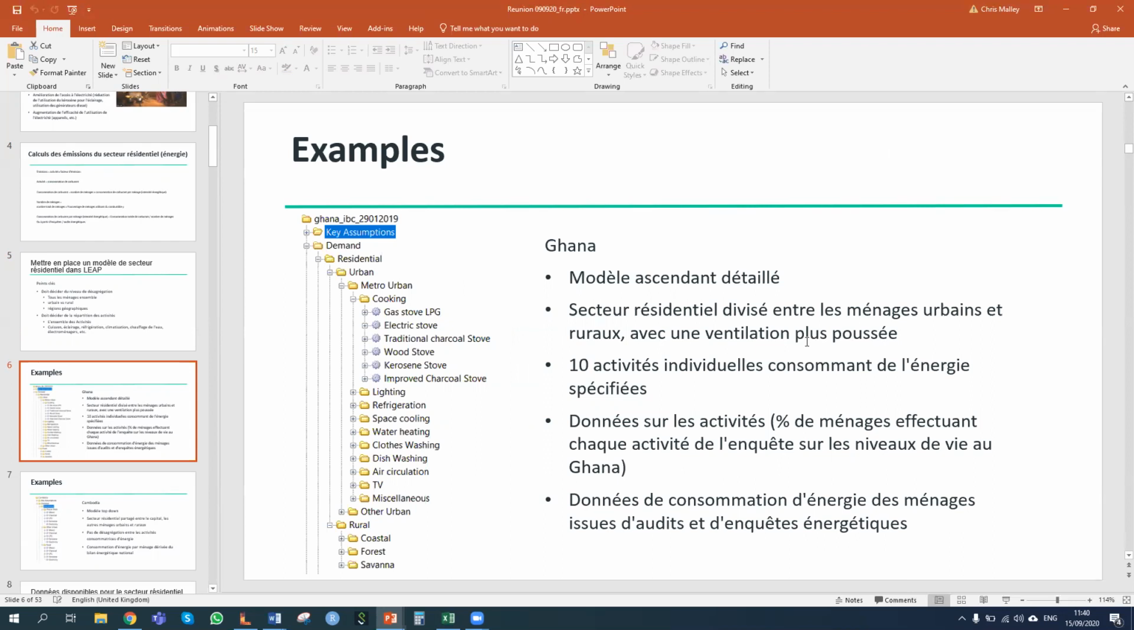In Ghana, they have a very detailed model in which households are split into 5 geographic areas, urban and rural households, and then further split into different urban areas and different rural areas. They also split their activities into 10 individual activities that consume energy. In Ghana, they've been working on this data set for 10 years and have energy surveys and energy audits that provide the information, the energy intensity in this level of detail.